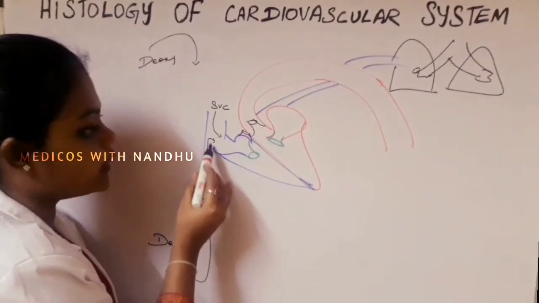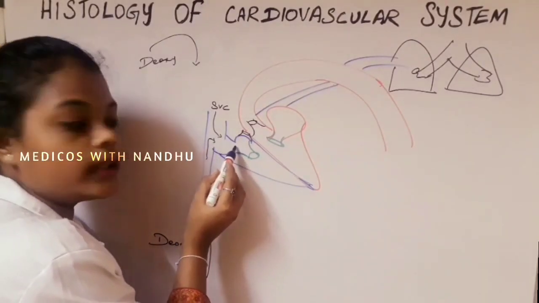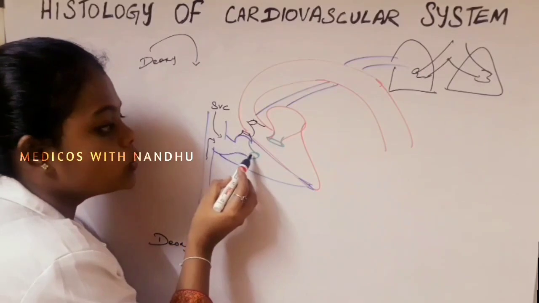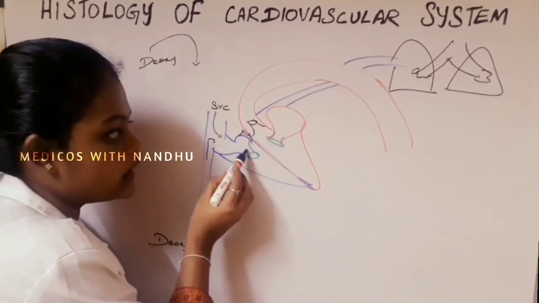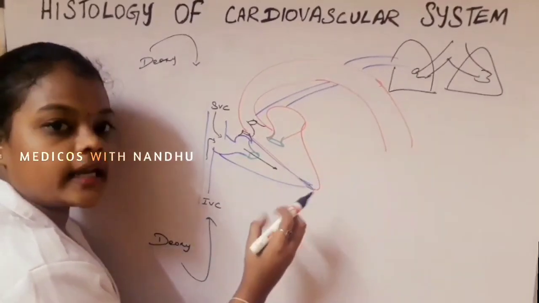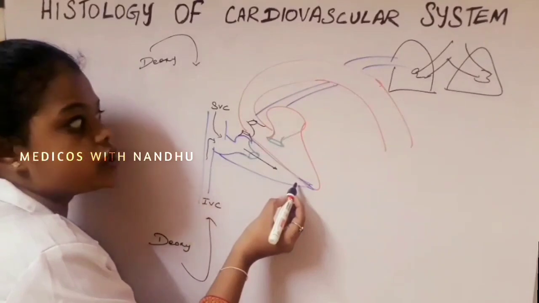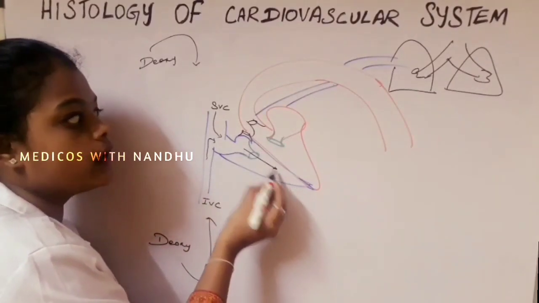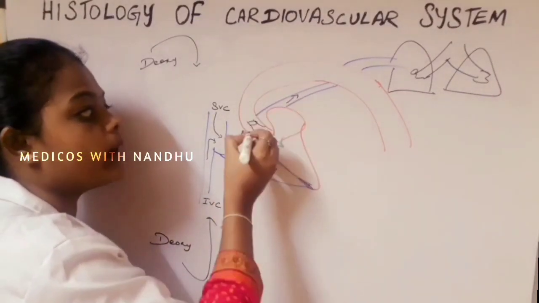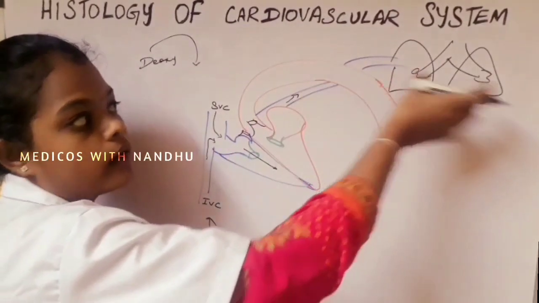The deoxygenated blood from the superior and inferior vena cava will enter the right atrium, and when the right atrium contracts, through the tricuspid valve it reaches the right ventricle. When the right ventricle contracts, the blood reaches the pulmonary valve. Through the pulmonary valve, it reaches the lungs.